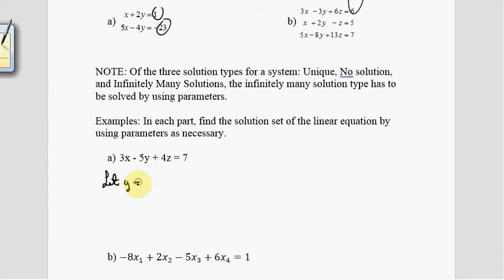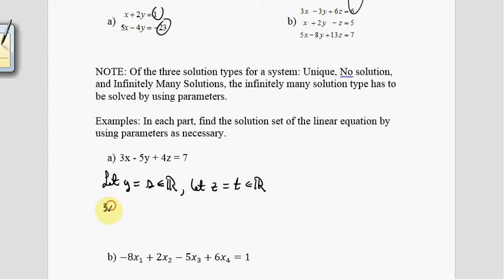So let y equal to, let's say, s. And here s is any real number. And then let's let z equal to t, where t is any real number. So if s is any real number and if t is any real number, then you get the idea that the solution then for x could be infinite. And so for all values x, y, and z, we have infinite choice.